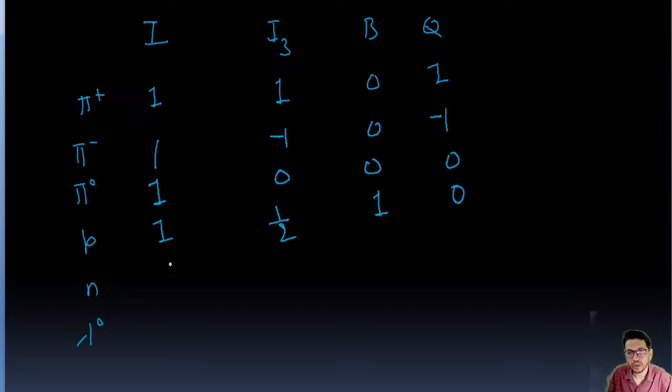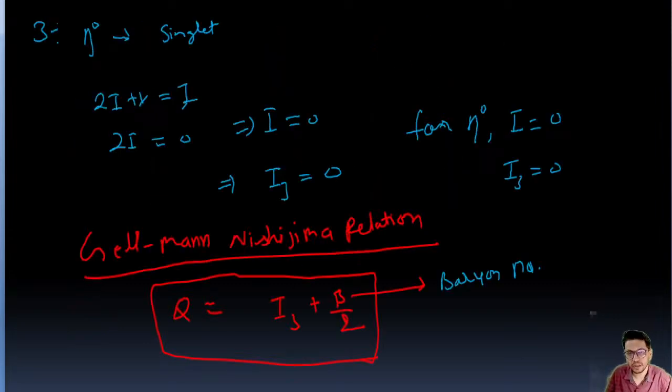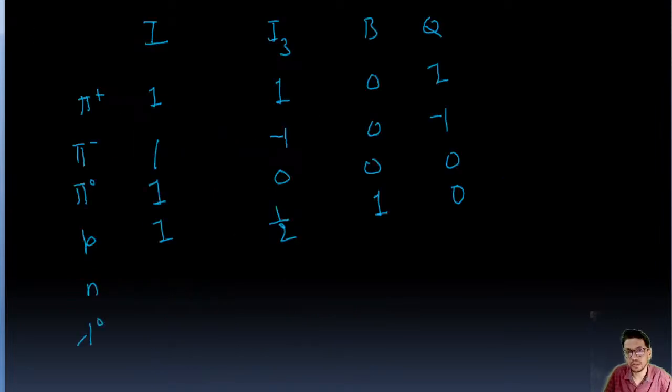For neutron, we are finding this charge by this formula, guys. I'll show you the Nishijima formula: Q equals I3 plus B by 2. So this is the Gell-Mann-Nishijima formula, right?